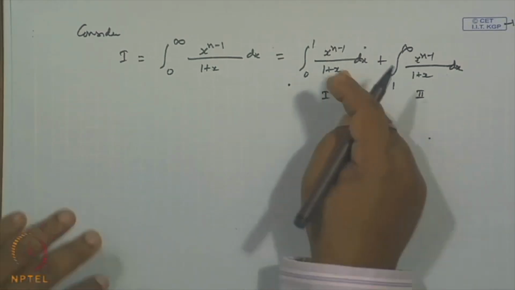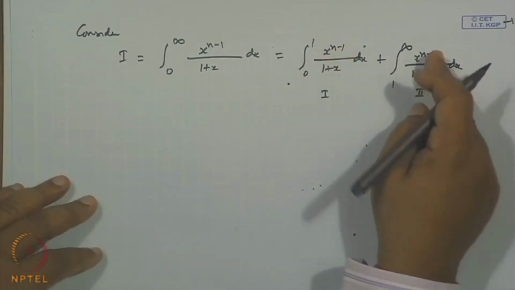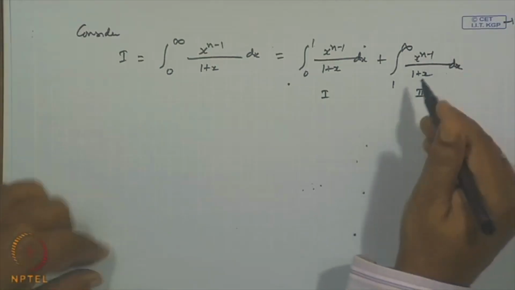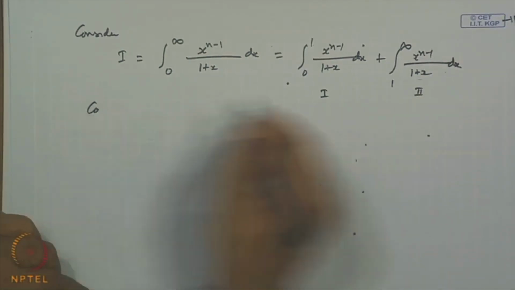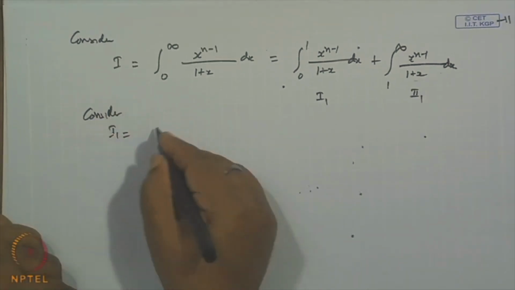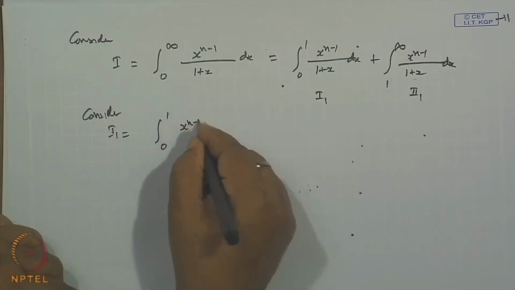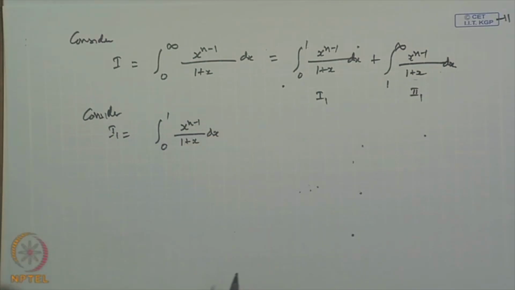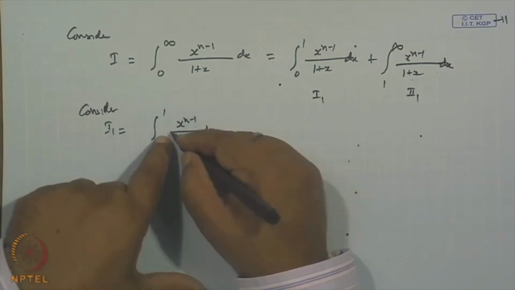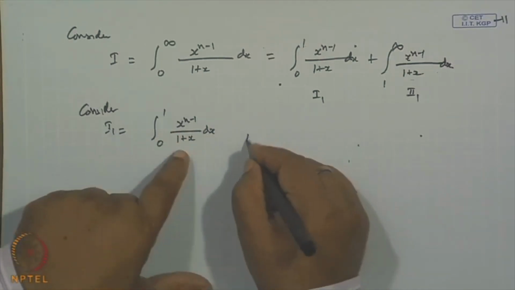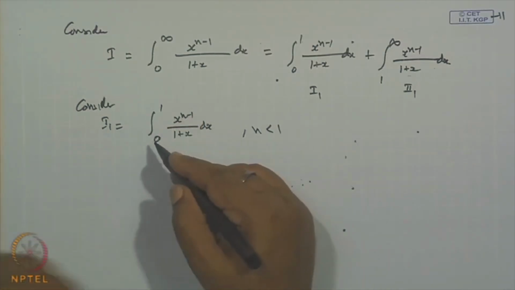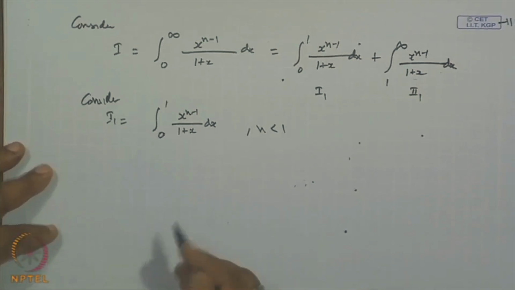The first integral has a point of discontinuity, unbounded at 0, while the second integral, from 1 to infinity, is bounded, but at infinity its problem is there. So let us consider I1 and then I2. I1 is the integral from 0 to 1 of x to the power n minus 1 over 1 plus x dx. Now, this 1 plus x is not going to affect the whole integral. This becomes improper because of the term x to the power n minus 1, where n is strictly less than 1. Therefore, we have to test it with our previous knowledge.